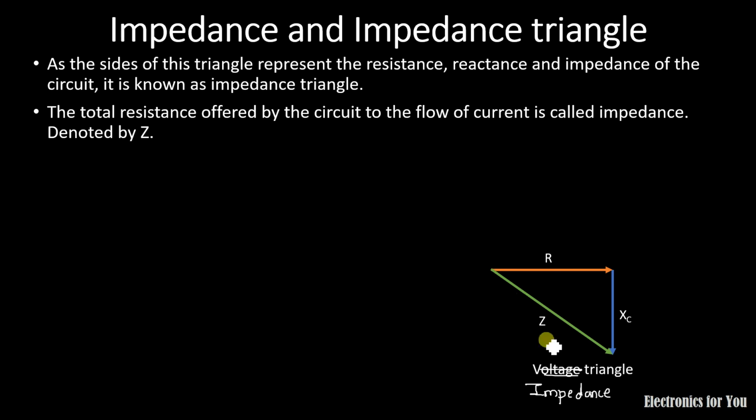And this overall resistance of the circuit, that is the total resistance offered by the circuit, is known as impedance and it is denoted by Z, and Z is equal to the square root of R square plus X square. Its unit is ohm and it is denoted by the omega sign.